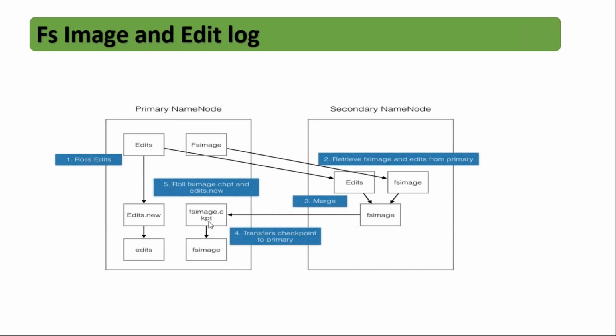After that, again, that will be renamed to FS image. Then edits will be rolled to edits.new, and that will be back to edits again. So finally, again, these 2 will be copied to the secondary name node and merged, copied back as FS image checkpoint, then renamed. So this will keep happening continuously at the time of running the cluster. So the primary name node and secondary name node will always maintain the latest metadata information.